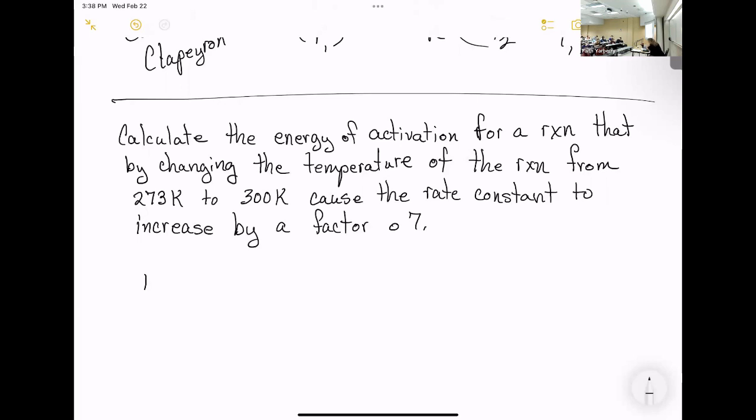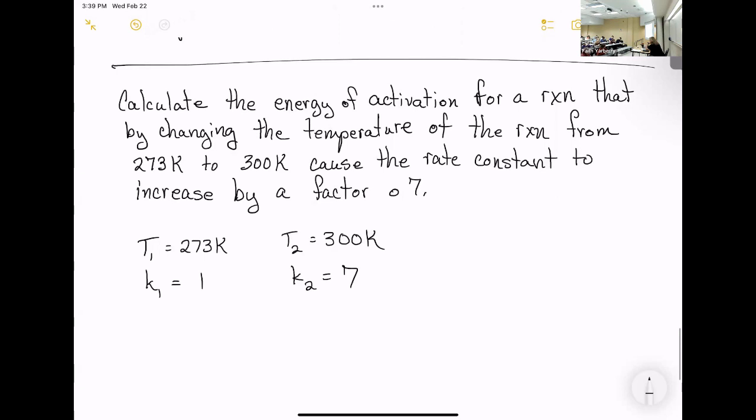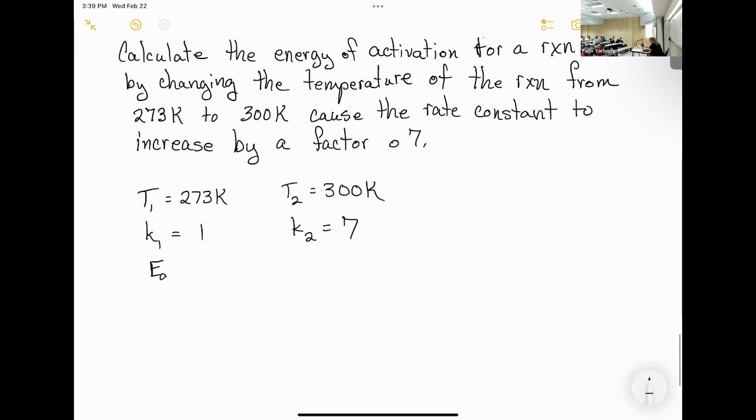Basically what we have here is a T1 of 273 Kelvin and a T2 of 300 Kelvin. And we know that it changed its rate constant by an order of 7. Doesn't matter what I put in there, it's an order of 7. And we were asked to determine the E sub A. And we know that R is 8.314 joules per mole Kelvin.